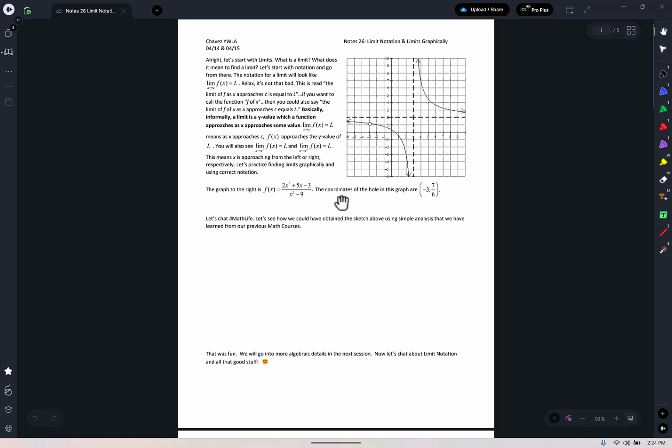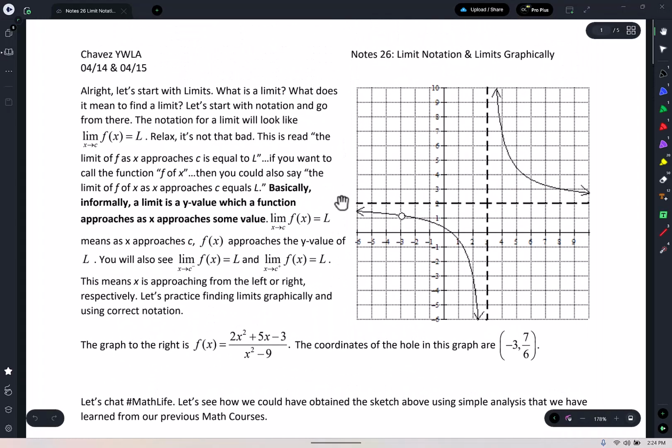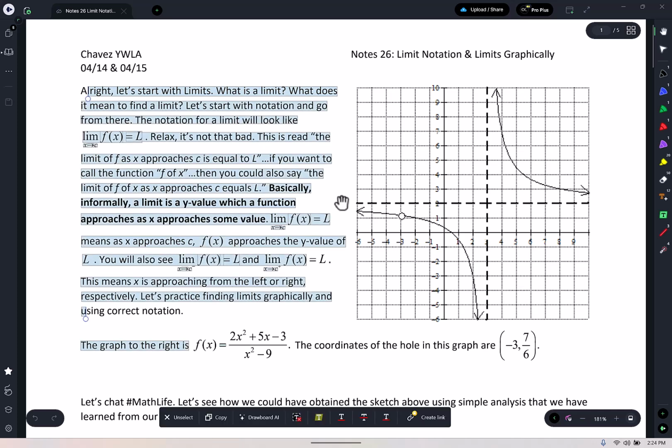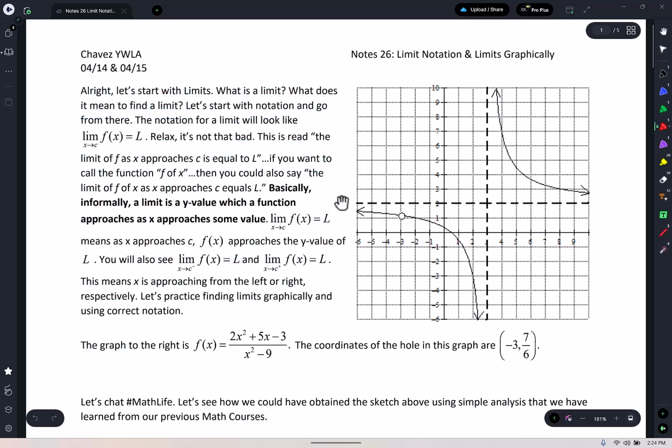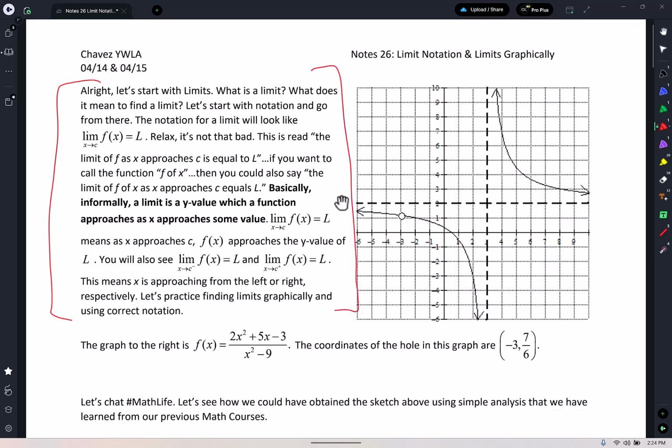Guys, we're about to do notes on limits. They're not that bad. Relax. Whenever you get a chance, read that. I mean, it's not too much. Yeah, read that really quick. Yeah, go ahead. Read it out loud.